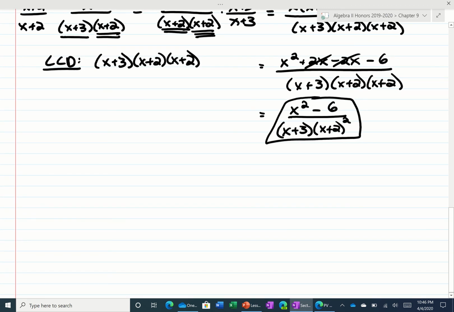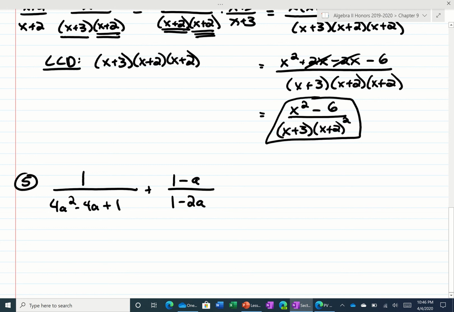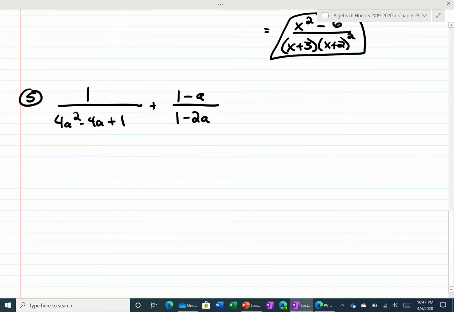Two more. What about 1 divided by 4a squared minus 4a plus 1, plus 1 minus a over 1 minus 2a. Now this is kind of interesting because I think it was last week we talked about this, and we said that 1 minus a, we really should write it a minus 1. We could factor out a negative 1, and that would make it just kind of be flipped around. So let me show you what I'm talking about.